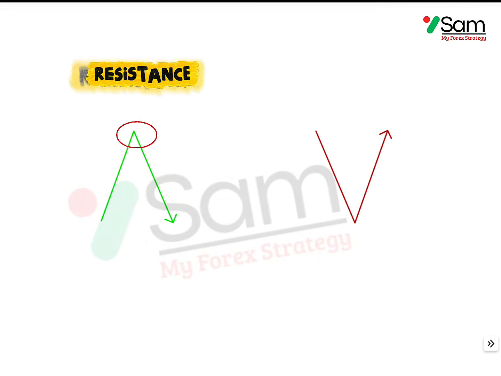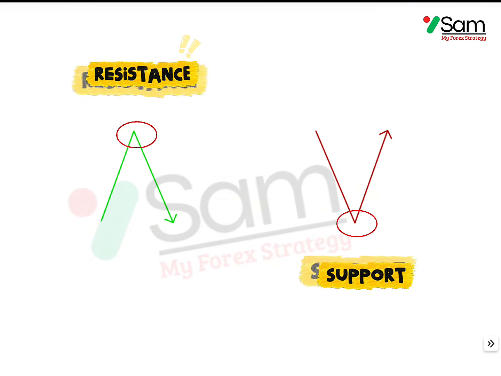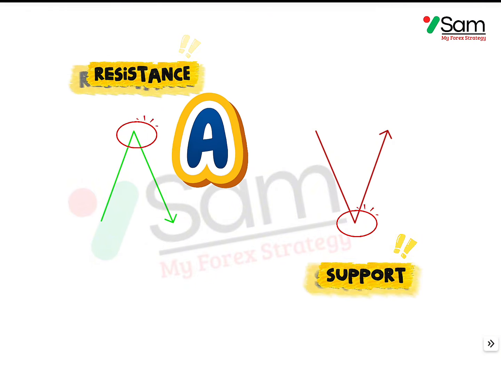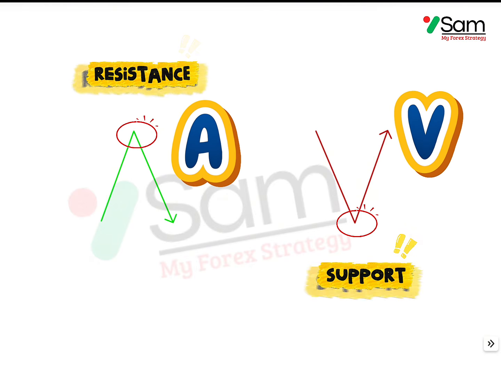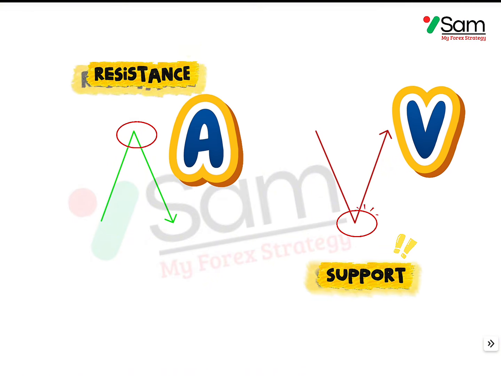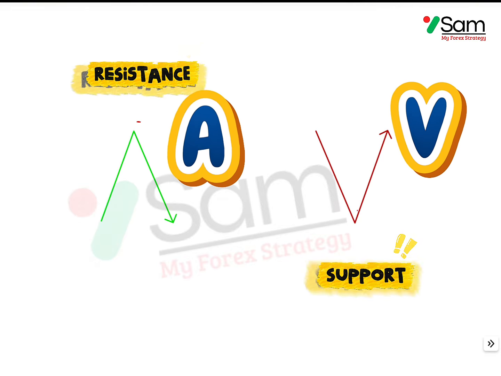Now, look at the picture here. Resistance looks like the letter A. Support looks like the letter V. So just remember, resistance equals letter A, support equals letter V. Simple, right? Sam will explain it slowly. The most important thing is to understand this basic first.